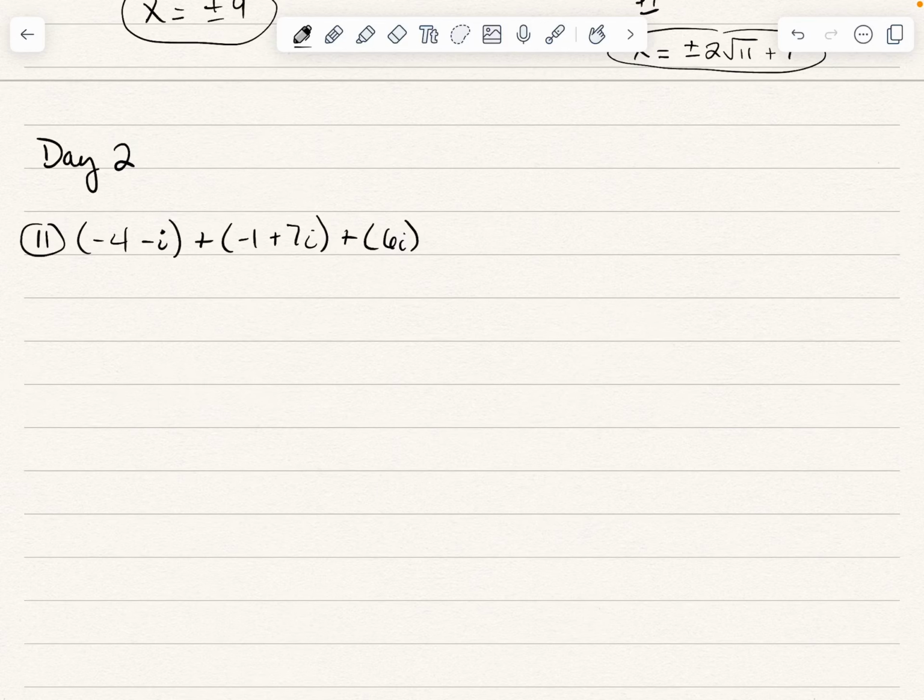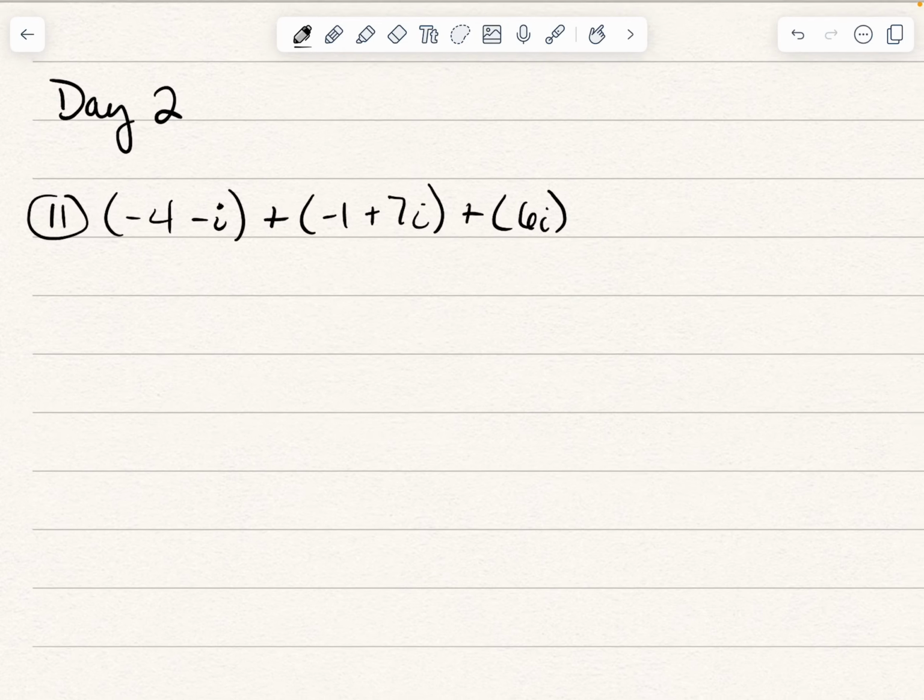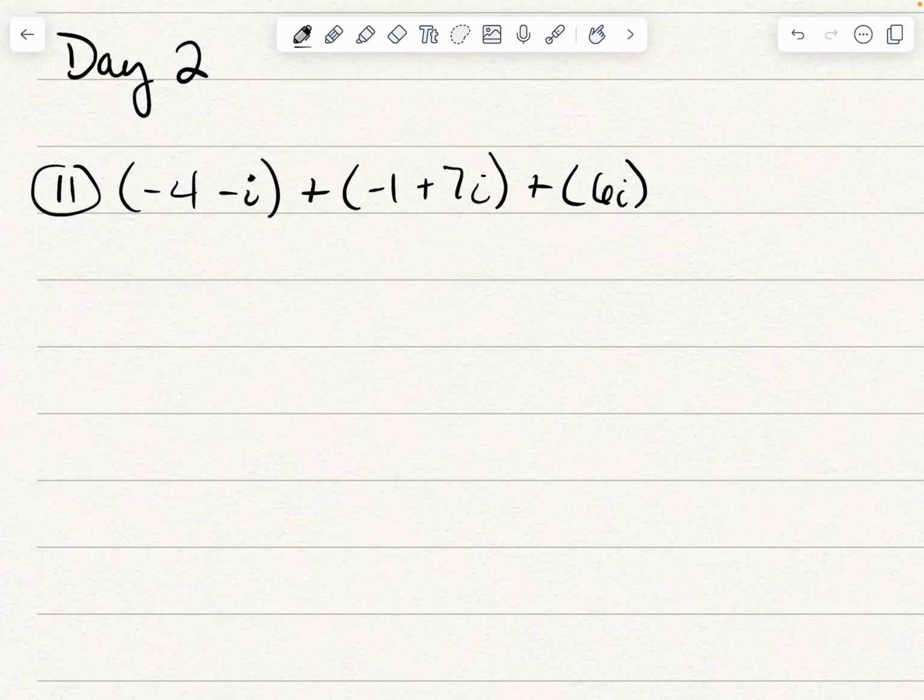All right, so we're looking at day 2 from our study guide. This is on complex numbers, so we need to combine our like terms here. So we have like terms with the -4, the -1, and that's it. -4 plus -1 is -5. Okay, and then you also have like terms with your i's. All right, -i plus 7i is 6i plus 6i is a 12i. So this should be -5 plus 12i for your number 11.